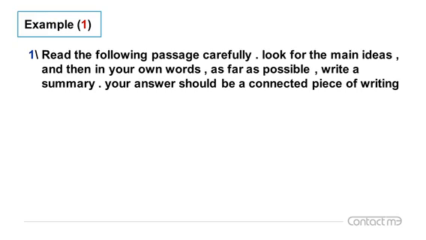Here we have example number 1. Read the following passage carefully. Look for the main ideas. That means you should avoid small details. And then in your own words, as far as possible. As far as possible means that you can use some of the words in the passage. Write a summary. Your answer should be a connected piece of writing. Do not write in short notes. Write in complete sentences using the connectives or any joining words.